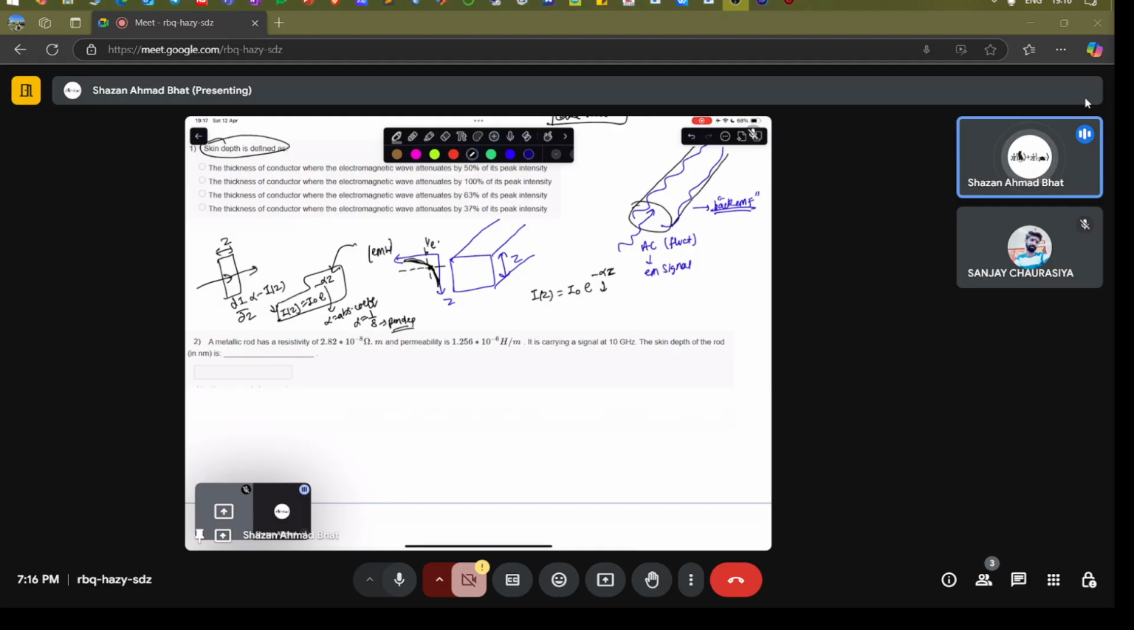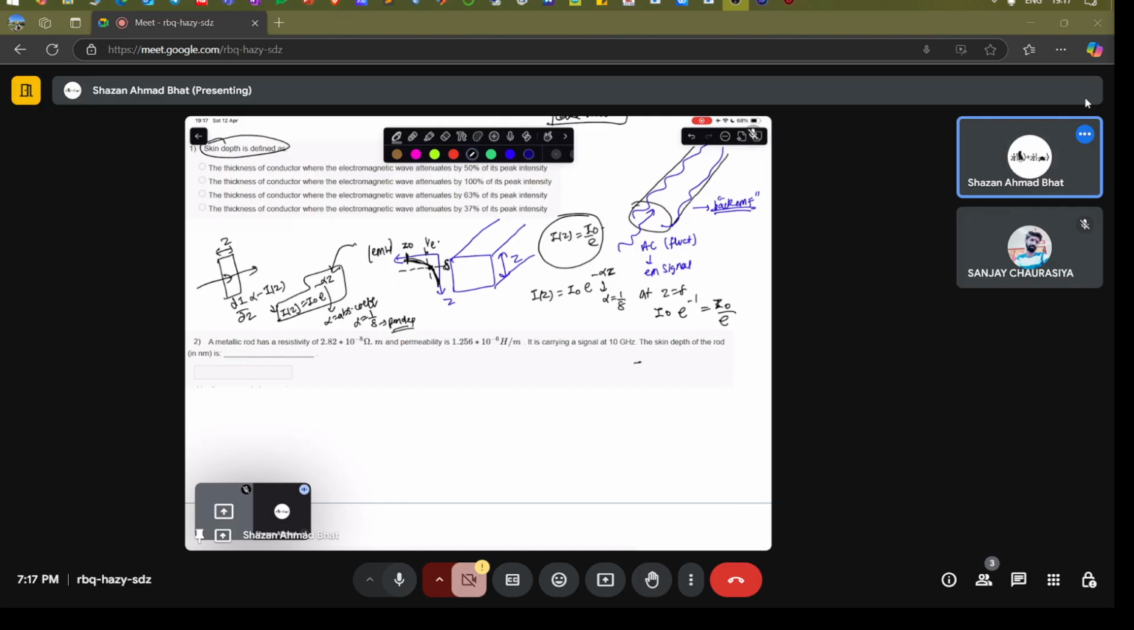If you put alpha equals 1 over delta, at z equals delta, you have I naught e to the power minus 1, so you have I naught divided by e. That's why I z over I naught is equivalent to 1 by e. That means the intensity falls to 1 by e of its initial peak value at z equals delta.